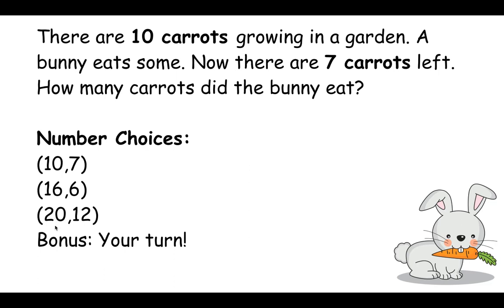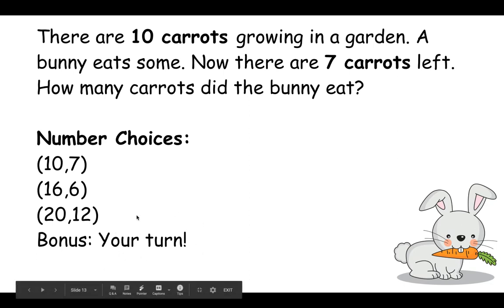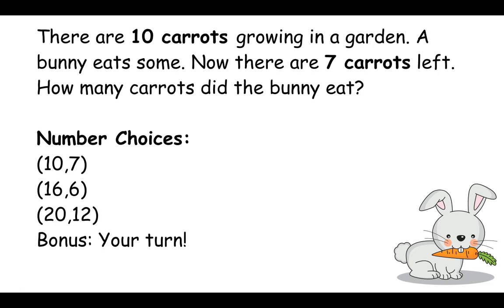And then we have there are 20 carrots growing in a garden. A bunny eats some. Now there are 12 carrots left. And then a bonus one. You can choose any numbers that you want to subtract, but remember you're writing it in the same way as my word problem. Please let me know if you have any questions in doing this math. I will be happy to help anyone.